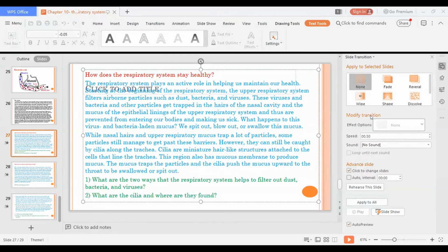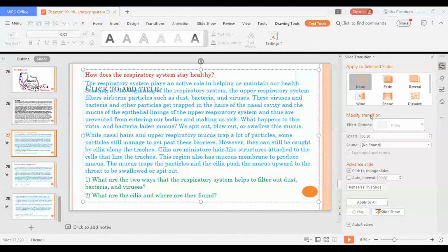How does the respiratory system stay healthy? The respiratory system plays an active role in helping us maintain our health. Teacher, can you help me? Yes, I can hear you. Continue, boy. I can hear you very clearly. Continue.